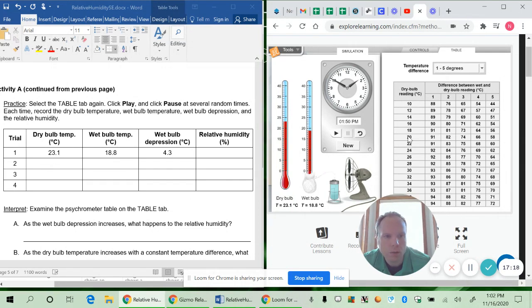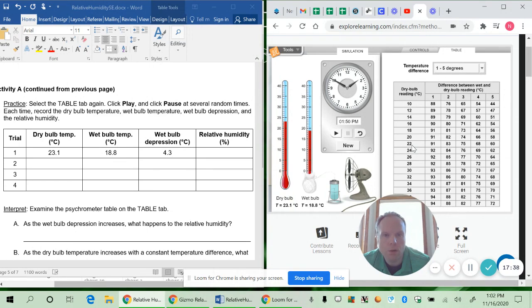So I'll go down. And you know what? I don't see 23, so I'm just going to estimate in the middle. It would be right about in the middle here. Okay, so I'll just use the 22.